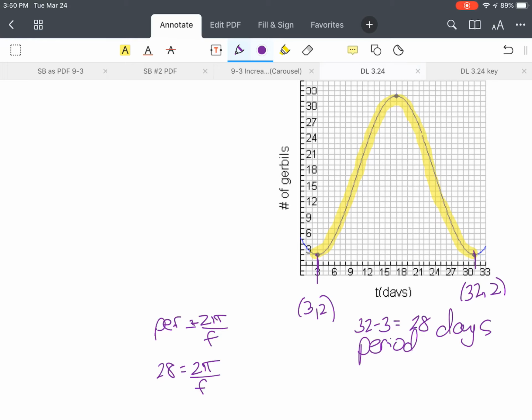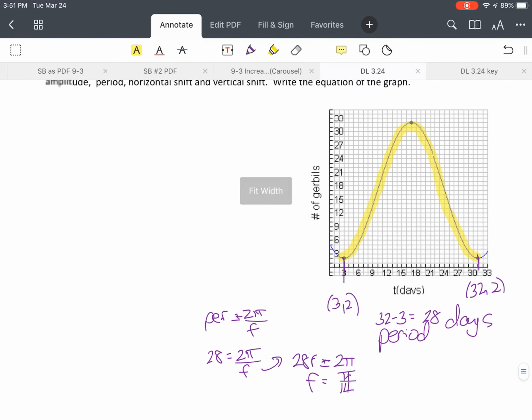Let's cross multiply. 28f equals 2 pi. F equals pi over 14. Okay, so that's going to be my frequency, pi over 14. That's good, okay. Now let's work on continuing to do the equation of this graph.